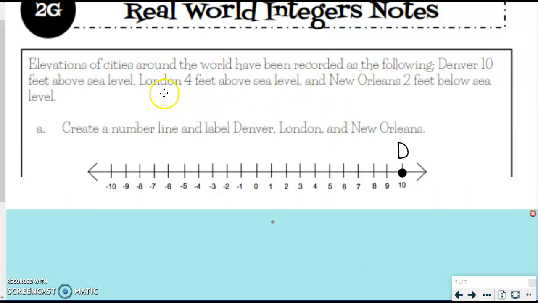Okay, so let's look at London. London is 4 feet above sea level, so again above, so I'm going to the right, or if you went up and down with a vertical number line, you're going up. But I'm going to be right on 4, okay, and I'm labeling that L for London.